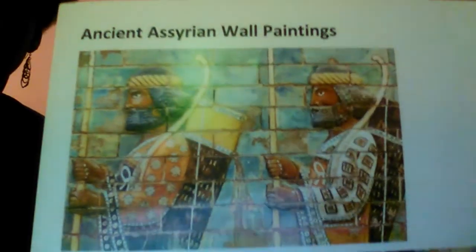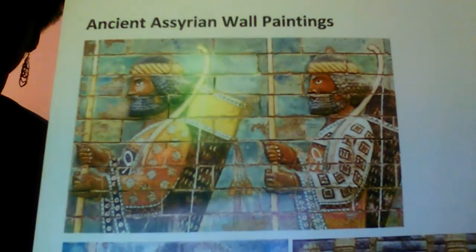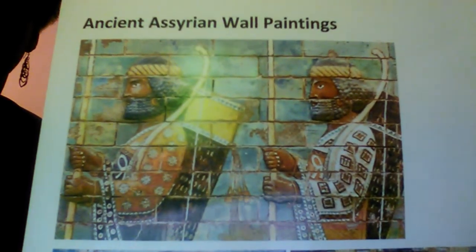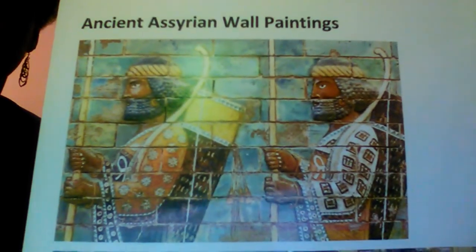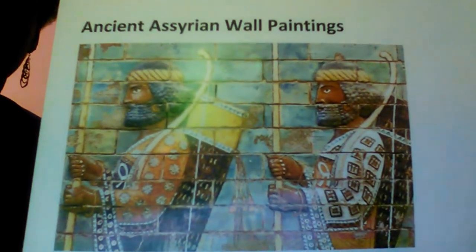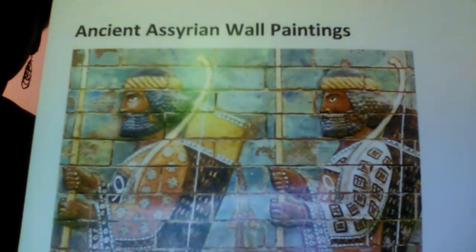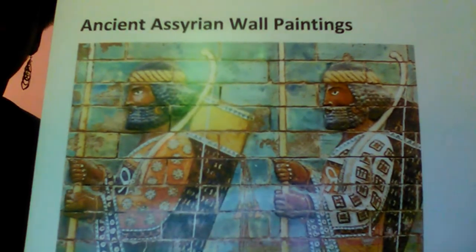Now here are wall paintings that are in color. They have a blue background, but you see the same kinky beard and hair, but the skin tone. Just notice the fact that he's a dark brown skinned person.